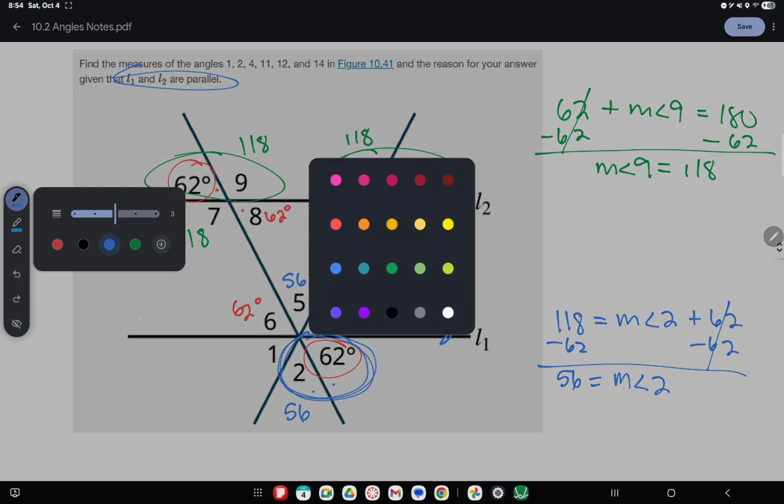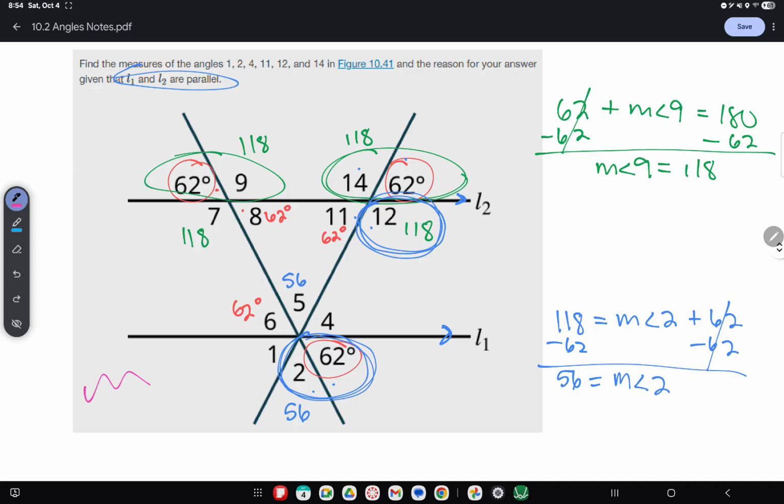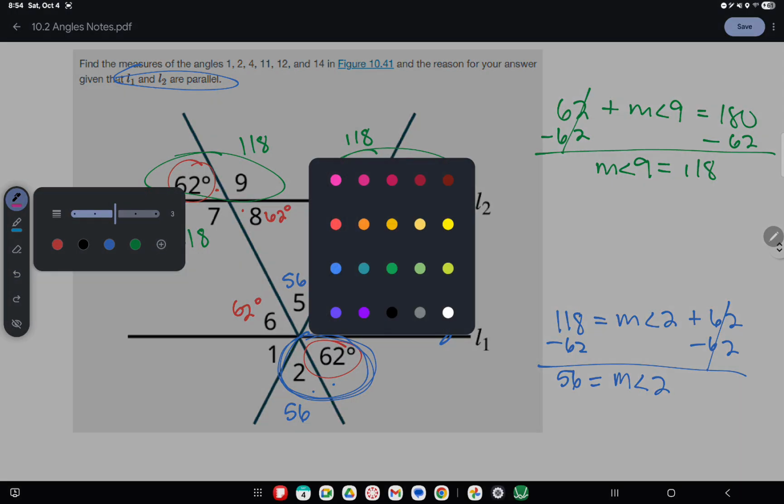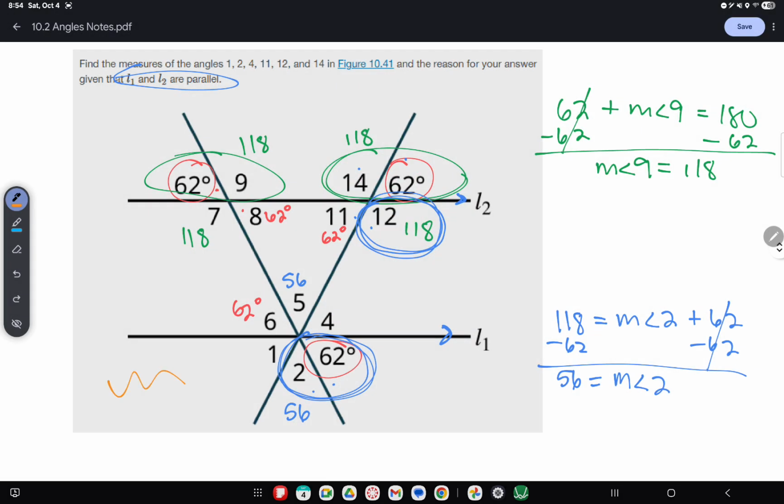All right, I need a fourth color here. Let's see, is pink? Oh, that's too close to red. Orange. That's kind of close to the red too, but I'll have to deal with it. Okay.